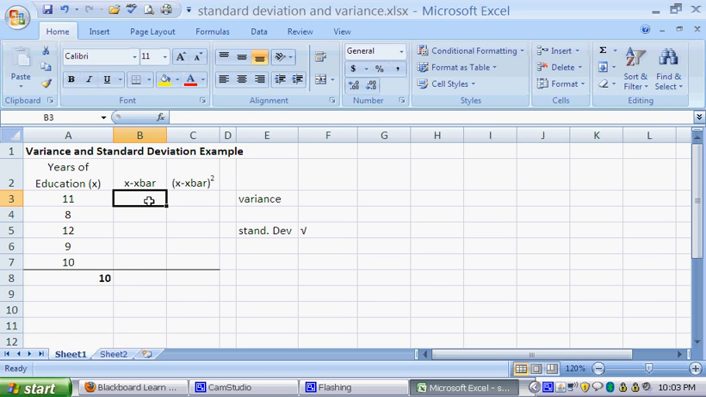So the next thing we need to do is take the score of x minus the mean. For our first one, we've got a score of 11, and we're going to subtract 10 from it. So that gives us 1. Our next score is 8, so we take 8 minus 10. That gives us negative 2. Now some of you might be tempted to flip this around and go 10 minus 8 to get rid of the negative number, but don't do it, and I'll show you why in a second. Now we've got 12 minus 10. Now we've got 9 minus 10 for negative 1, and then 10 minus 10 is 0.